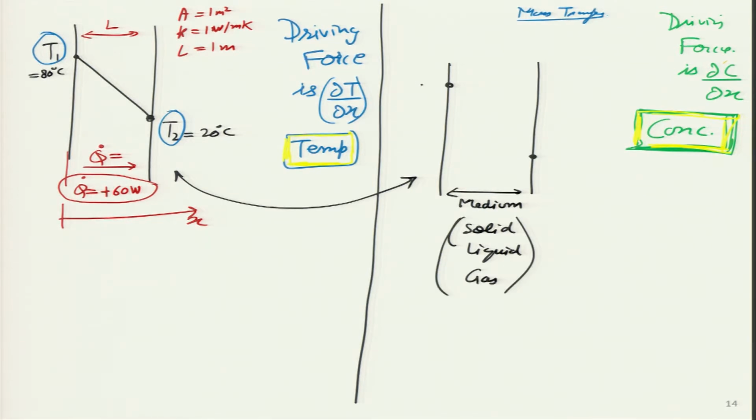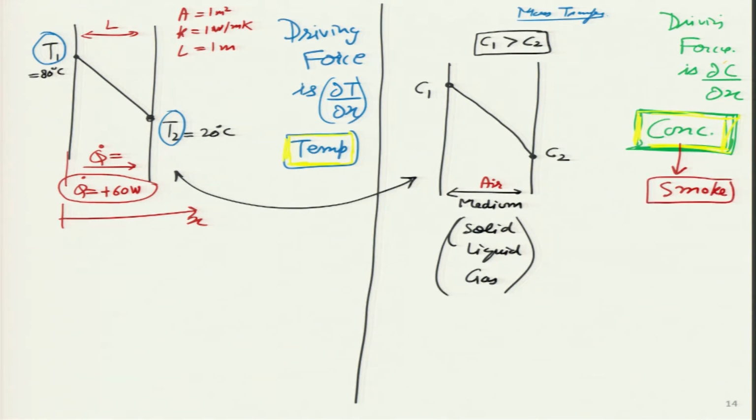And what I am trying to show over here is, if I put these concentration numbers over here, I call it C1 over there, C2 over here, in such a way that C1 is greater than C2. So, let me take some example over here. Let us say the medium is air, and the concentration of that particular species that I am looking at is smoke, which means one difference is immediately clear between heat transfer and mass transfer, which is that in mass transfer we need to have more than one species.